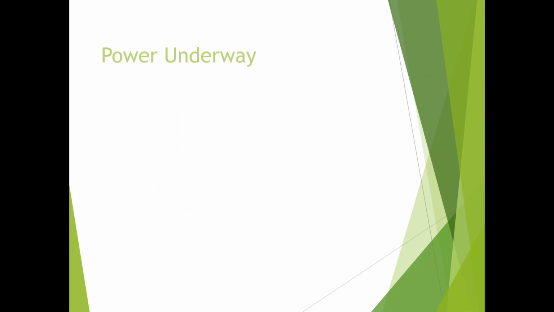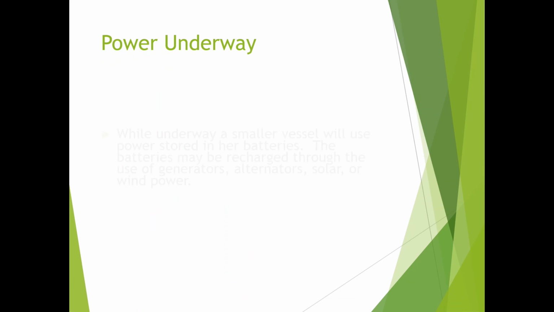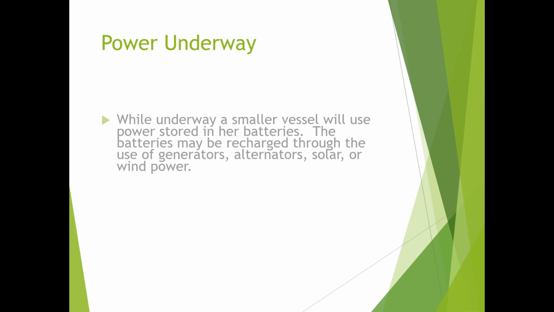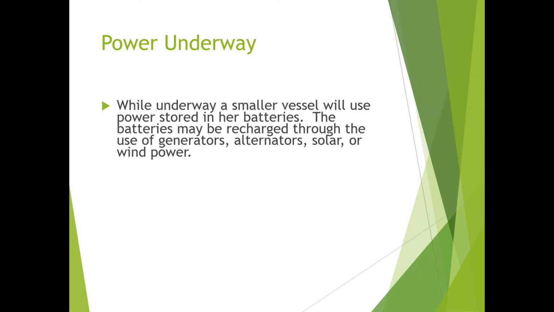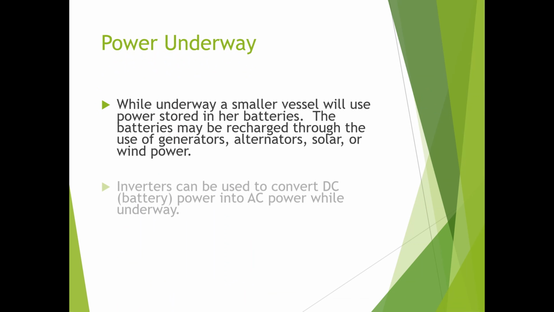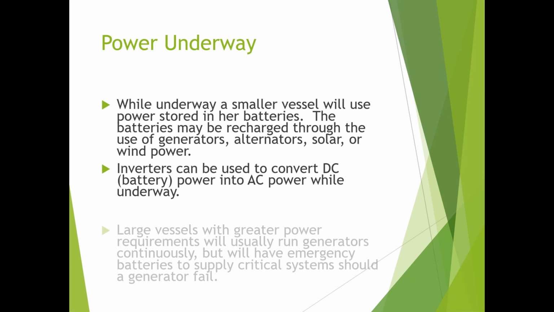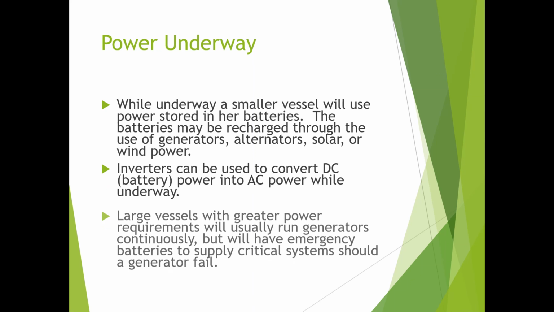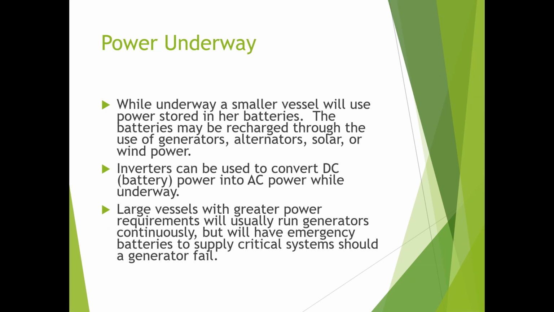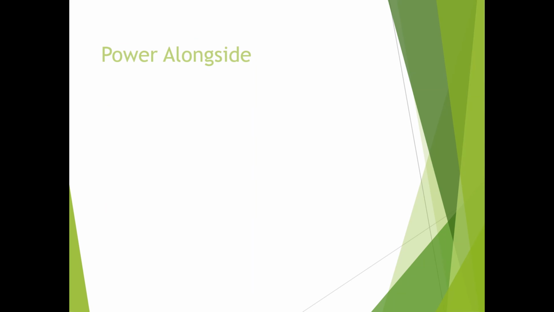Power underway. While underway, a smaller vessel will use power stored in her batteries. The batteries may be recharged through the use of generators, alternators, solar or wind power. Inverters can be used to convert DC battery power into AC power while underway. Large vessels with greater power requirements will usually run generators continuously, but will have emergency batteries to supply critical systems should a generator fail.